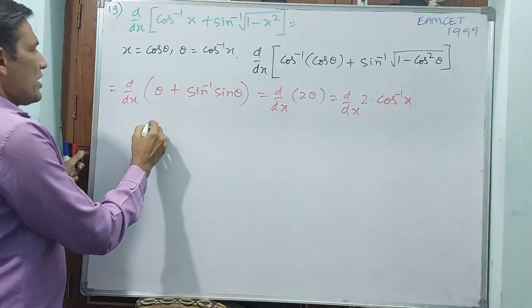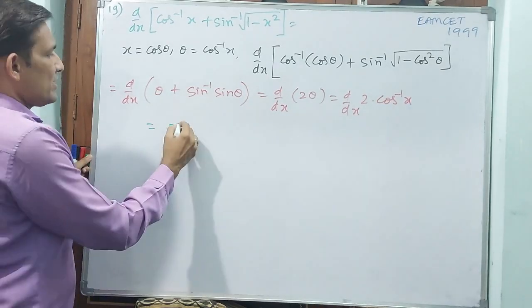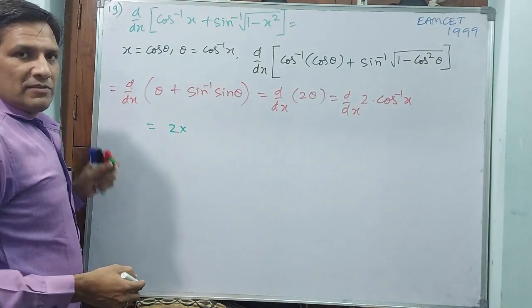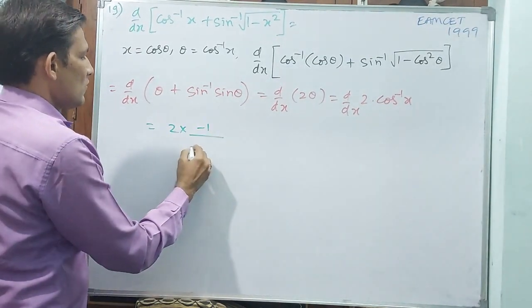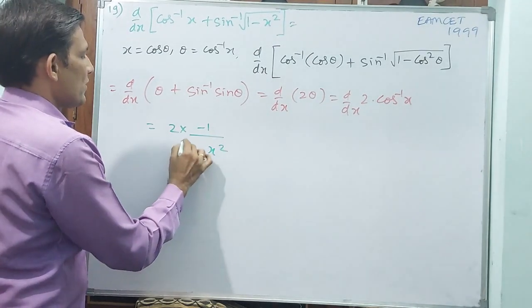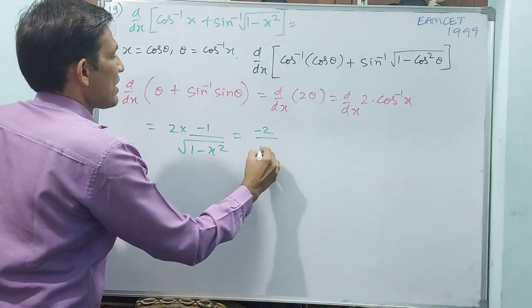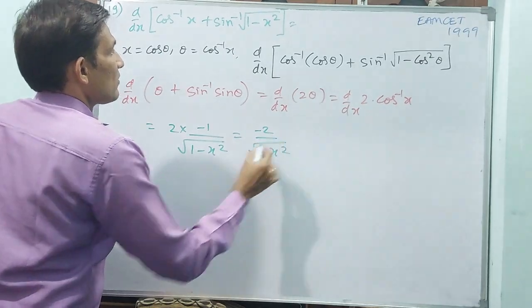Okay? Right now, d by dx of, see, 2 is constant, into d by dx of cos inverse x, which is minus 1 by under root of 1 minus x square. That is equal to minus 2 by under root of 1 minus x square. This will be the answer.